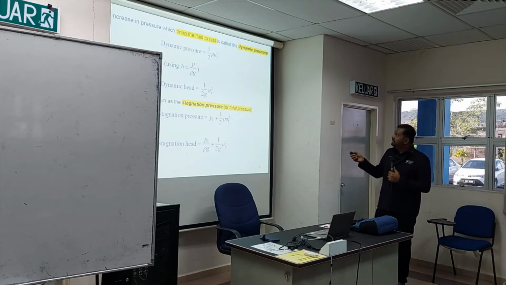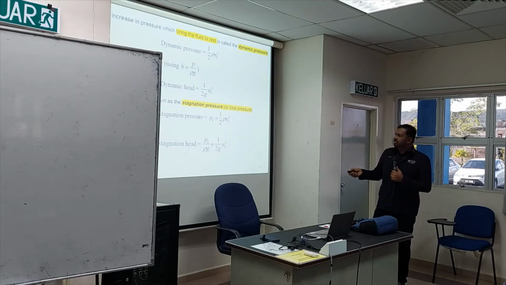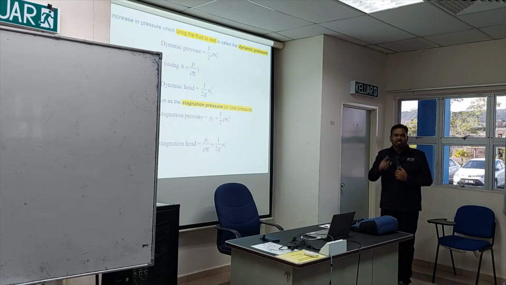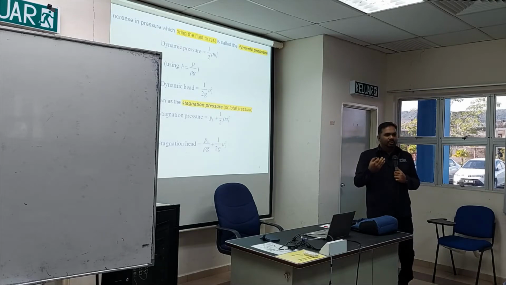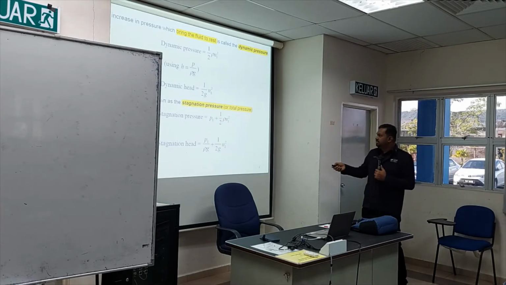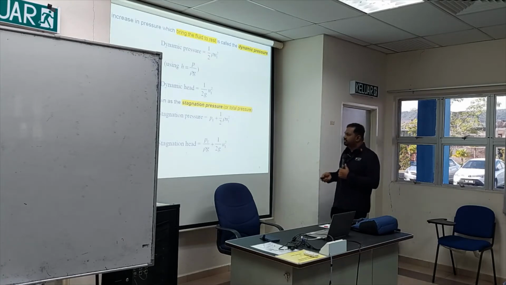So there are two things. One is dynamic pressure, and stagnation pressure. Stagnation pressure is the total pressure. So this is your dynamic pressure, this is your static pressure. Static pressure is usually one value, okay, P1 equals 10. So it's static. Dynamic is usually related to your velocity, which you can calculate using half rho U1 square. Okay, so that is your stagnation pressure.